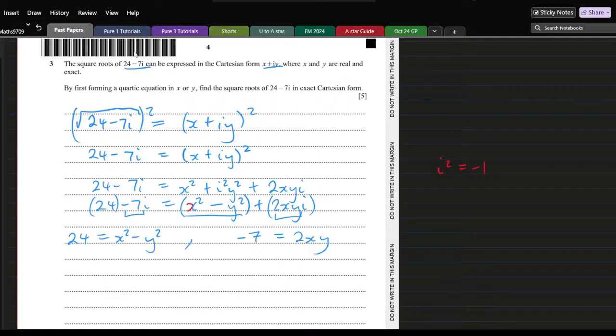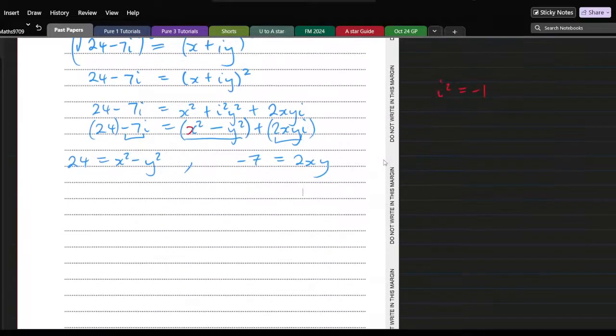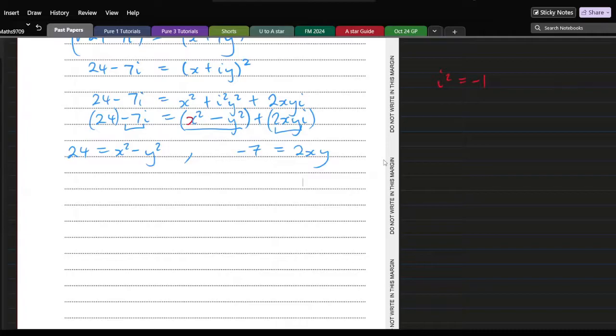But anyways, what we end up with are two equations in terms of x and y that we can solve simultaneously. In this case, I'm going to make x the subject of the formula in this equation. So x is equal to -7/2y. And we can substitute that x into this first equation.